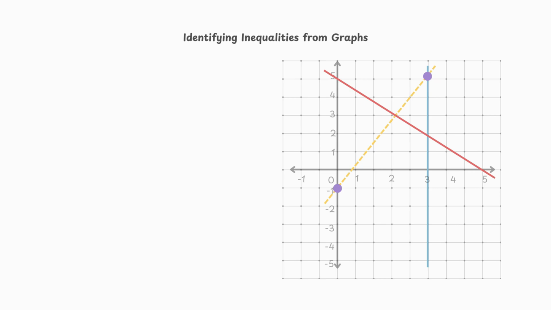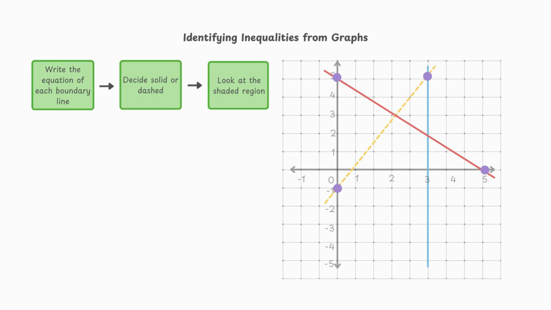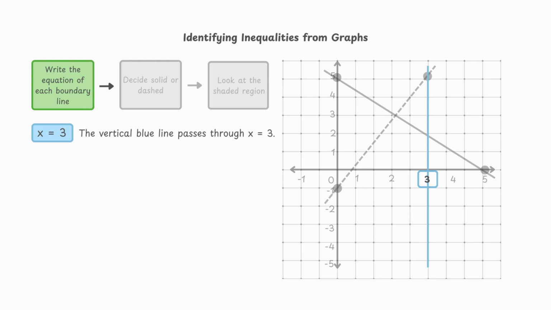Let's get started. Now let's focus on this first part of the graph. We are going to follow the 3 green steps at the top, and for now, we will only concentrate on identifying one of the boundary lines. Step 1, write the equation of the boundary line. Start with the vertical blue line. From the graph, we can clearly see that this line passes through x equals 3, so its equation is simply x equals 3.